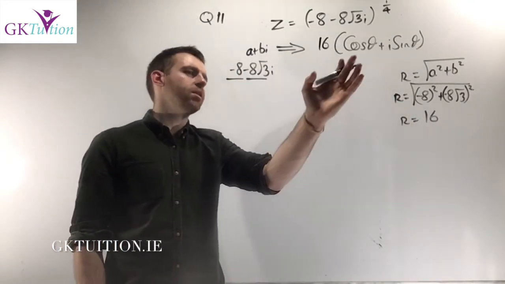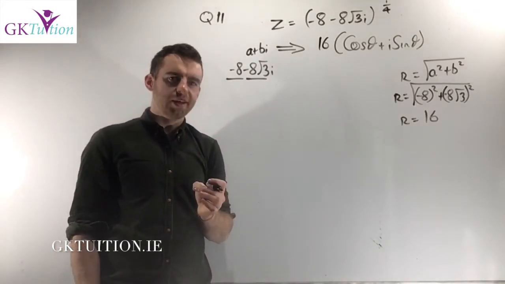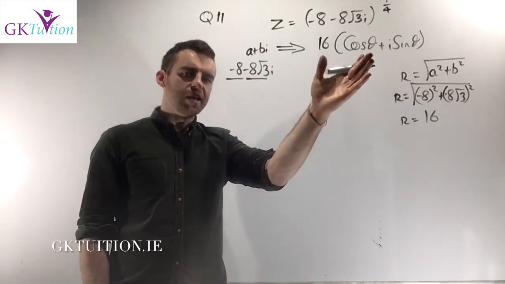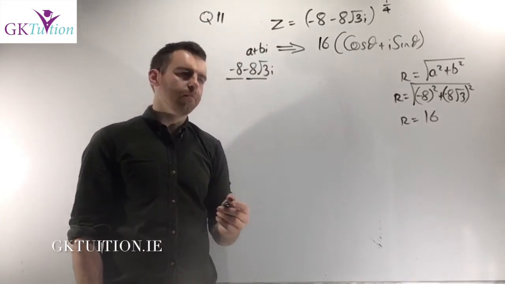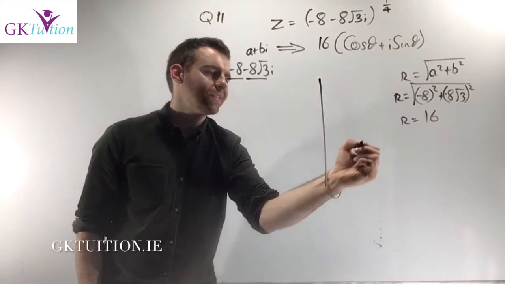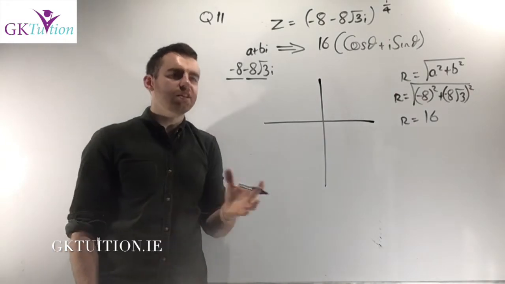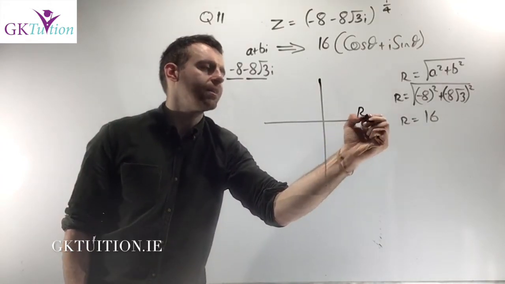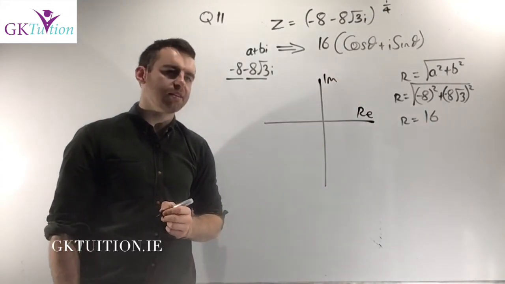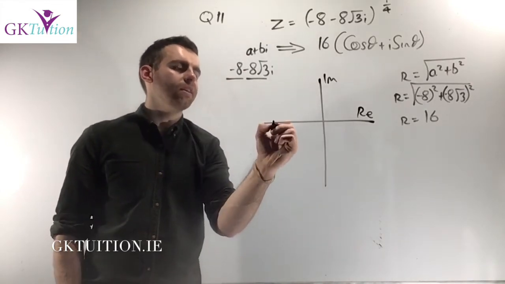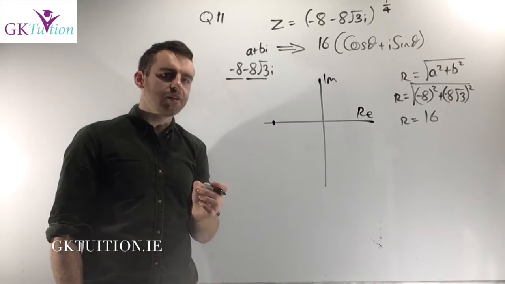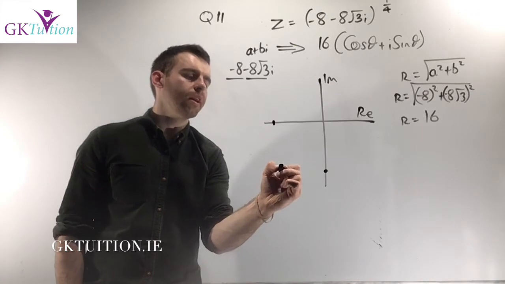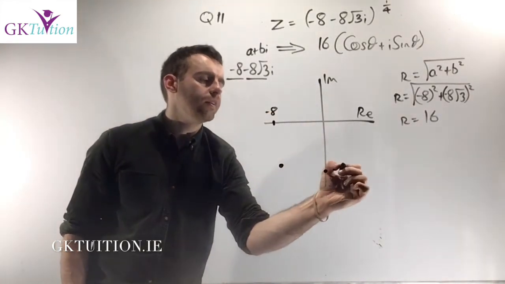The other thing I need to do is work out theta, the argument. And this is where things get a little bit trickier. In order to work out the argument, we need to sketch an argand diagram. Again, it just needs to be a rough sketch. It doesn't need to be accurate. The horizontal line here represents the real axis and the vertical line here represents the imaginary axis. And I know that the real value is minus 8, which I could say is roughly out here, and the imaginary value is minus 8 root 3, which might be down here. So if I was to plot the complex number, it's probably roughly out there.